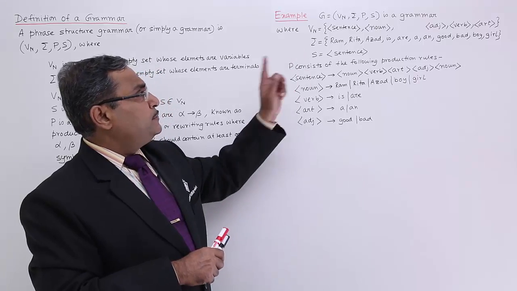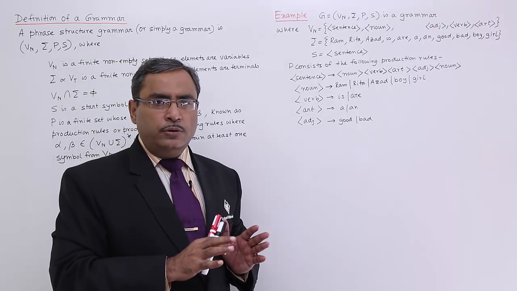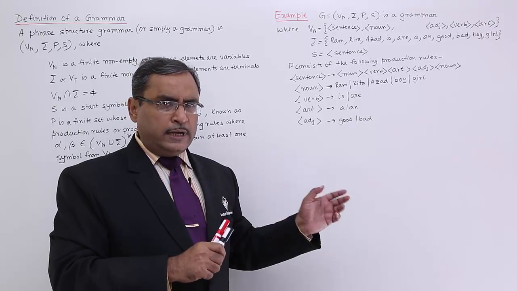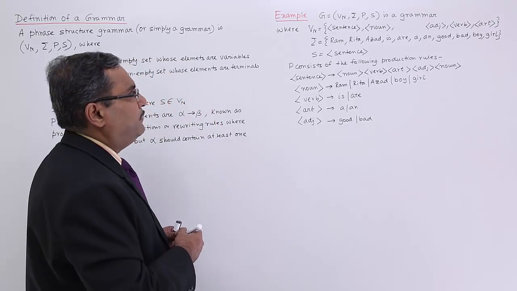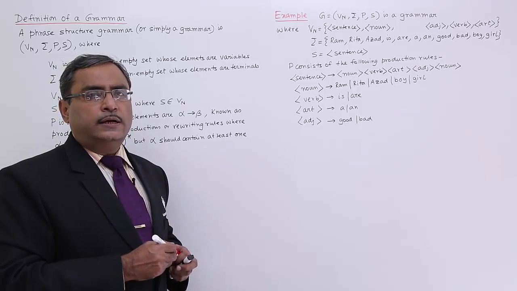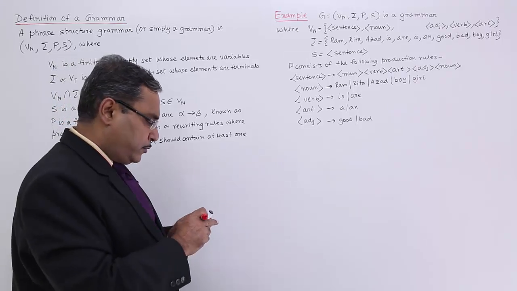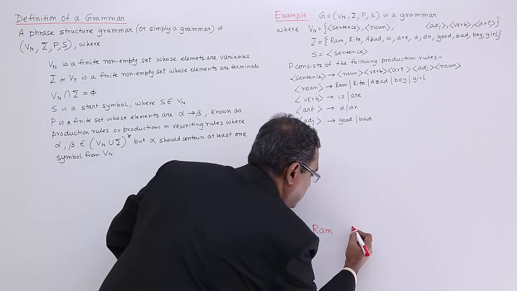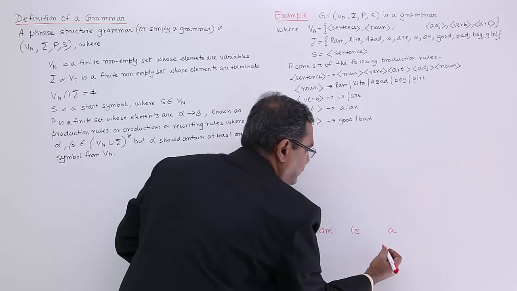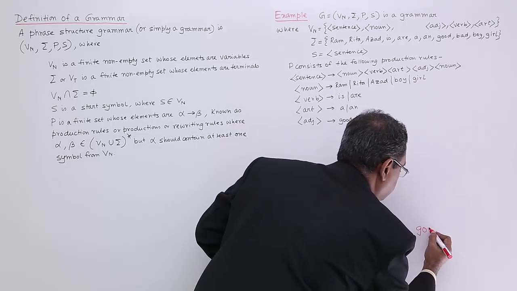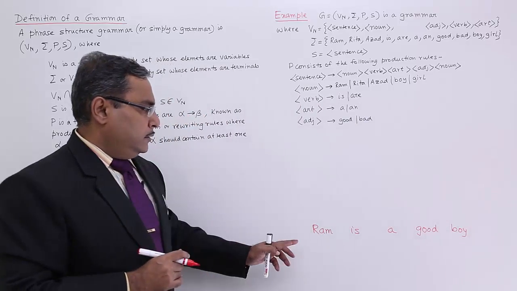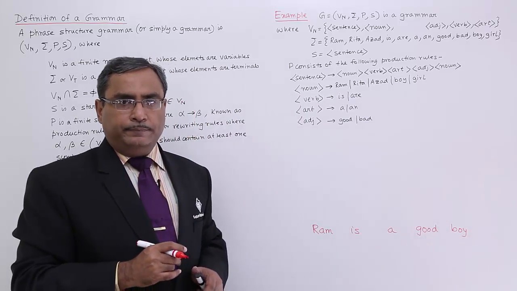Okay, so this is my grammar given. So Vn we know, Vt we know, P we know, and S we know. Now let us suppose one sentence has been given, say, Ram is a good boy. I am just writing that one. So that is the sentence we have.